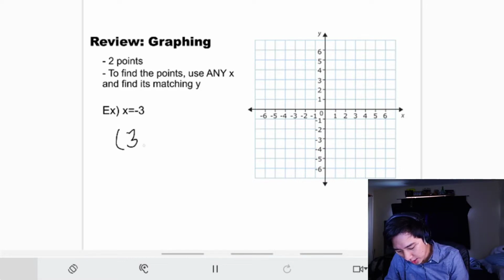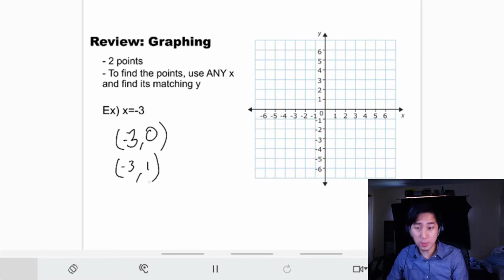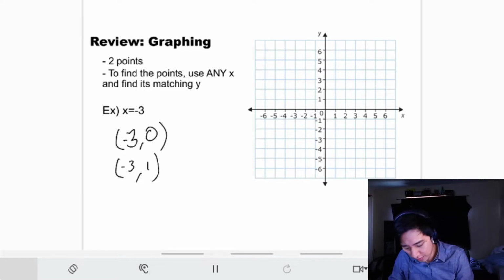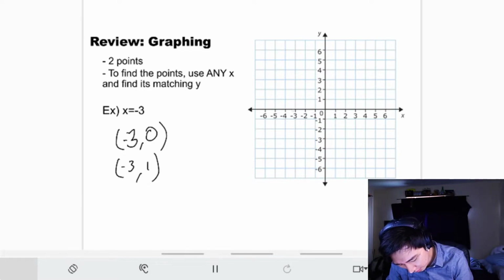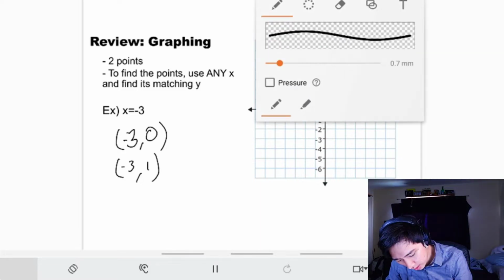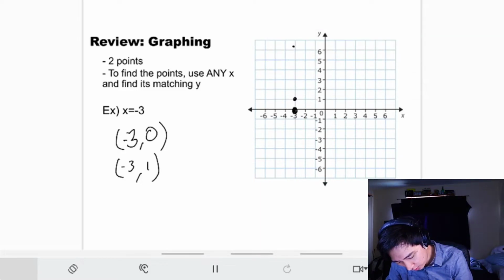But if x is 3 or negative 3, it doesn't matter what y is. y could be 0. If x is negative 3, it doesn't matter what y is, y could be 1. But we're just fitting the pattern. Just like before when we said y is equal to double my x's, here we're saying I don't care what y is, all I care is that x is negative 3. So if I plot these three out, we have negative 3, comma 0, negative 3, comma 1. It just so happens we can draw our vertical line through it.